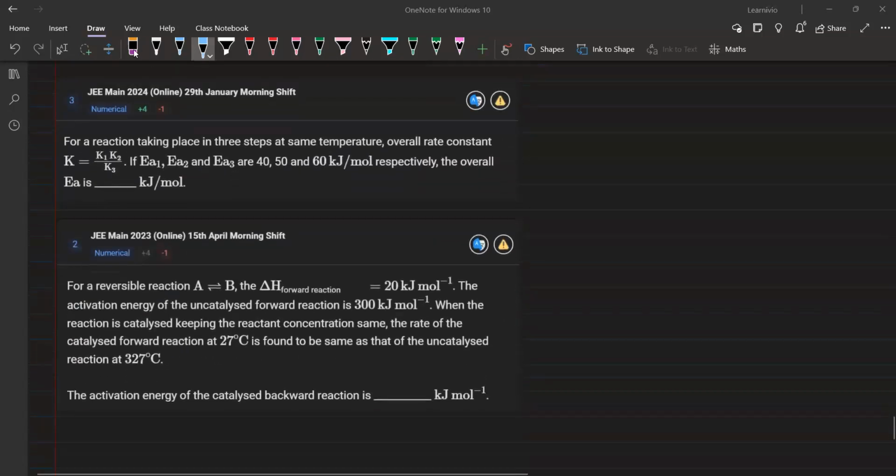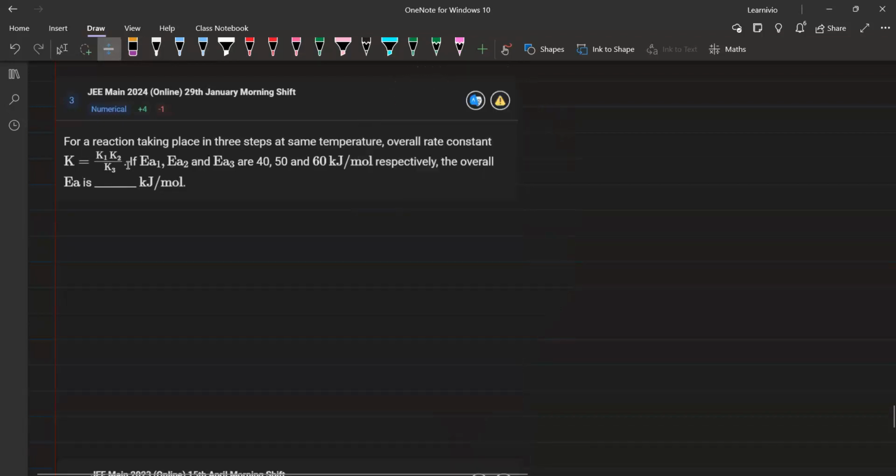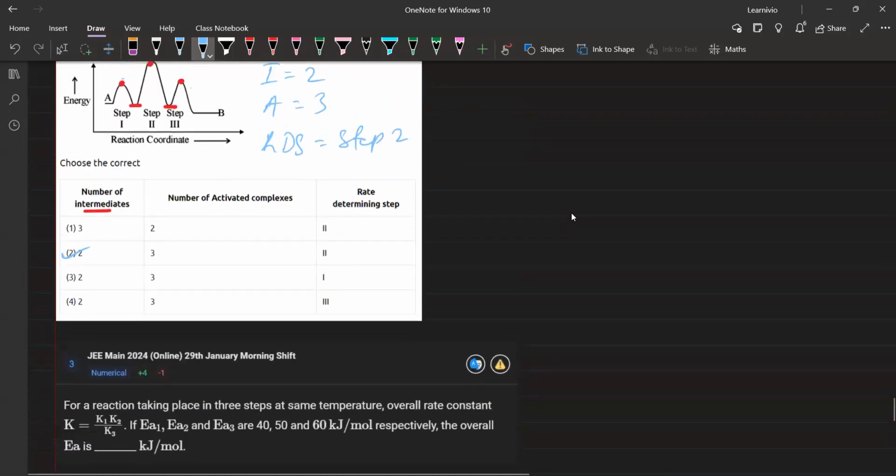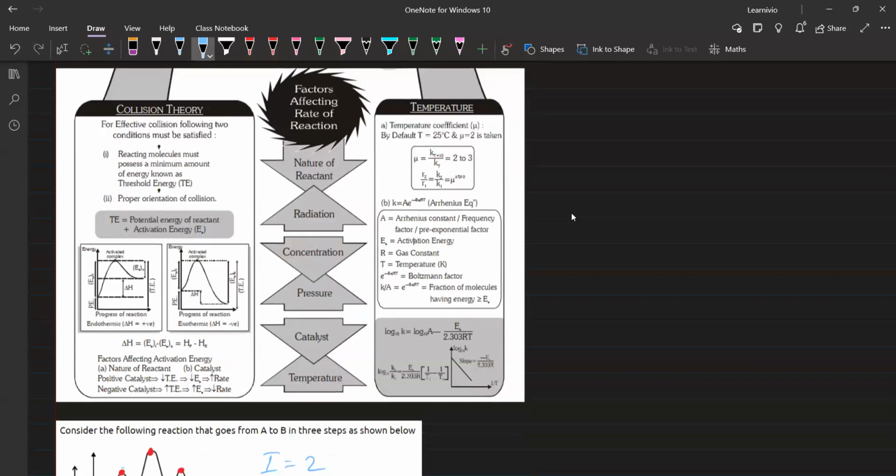Look, this question can be done. For the reaction taking place in 3 steps at the same temperature, the overall rate constant is K. For this question you only need the Arrhenius equation. If you remember the Arrhenius equation, that K is equal to A e to the power minus EA upon RT, then you can do this particular question.